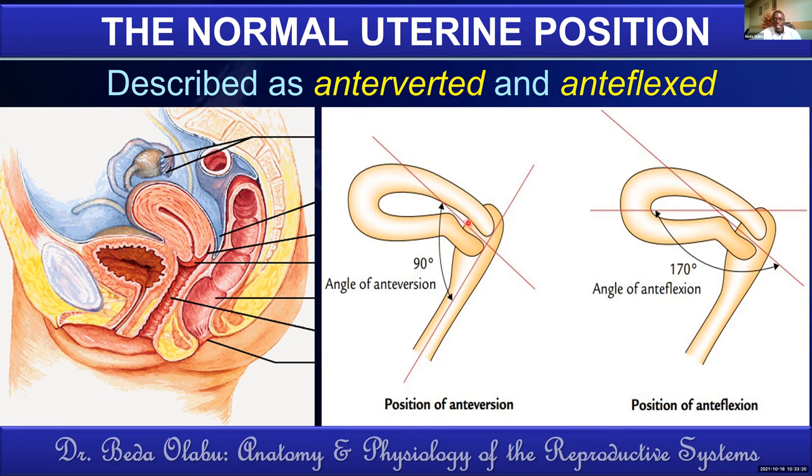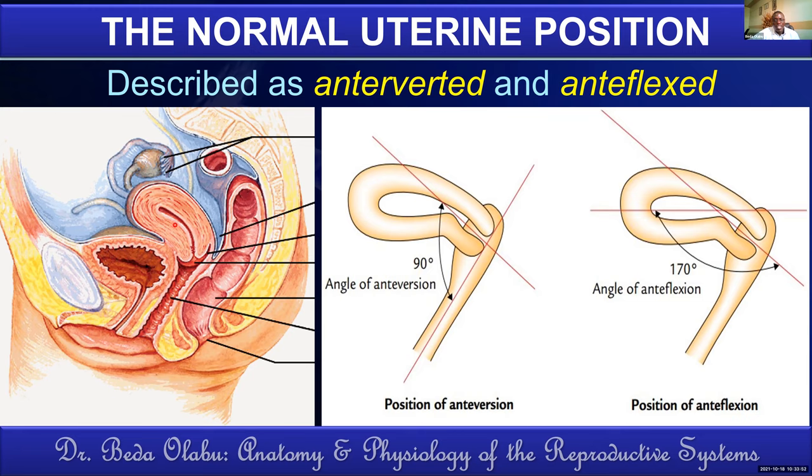But the normal state is that the uterus is anteverted, which means the cervix is tilted forwards significantly with respect to the long axis of the vagina. And the uterus is anteflexed, which means the uterine body is tilted forward with respect to the long axis of the cervix. So this shows us an anteverted, anteflexed uterus. What advantage does that type of uterus have on uterine stability?